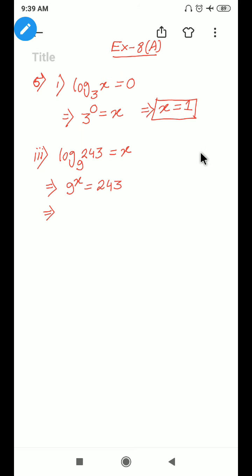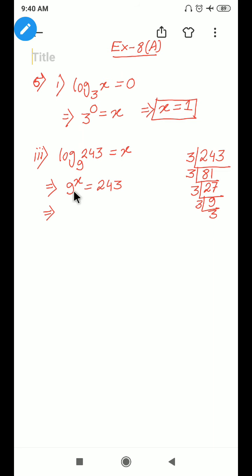Now take the LCM of this 243. So this will go with 3. 3 81 is 243, and 3 27 is 81. Again this will go with 3. 3 9 is 27. Again 3. 3 3 is 9. So how many 3s are there? 1 2 3 4 5, 3 is there 5 times.